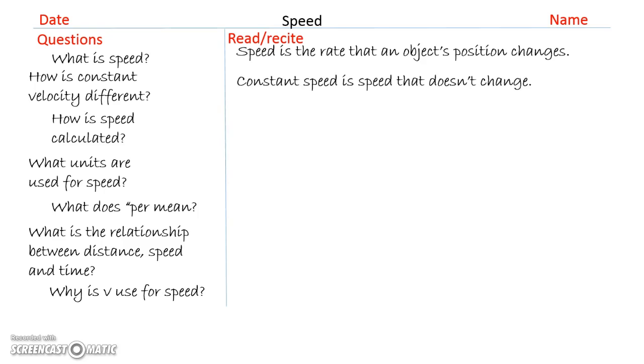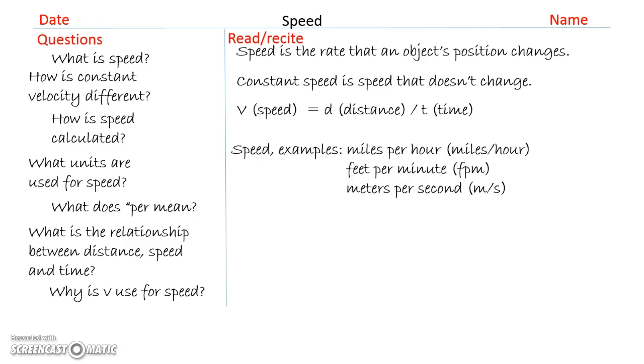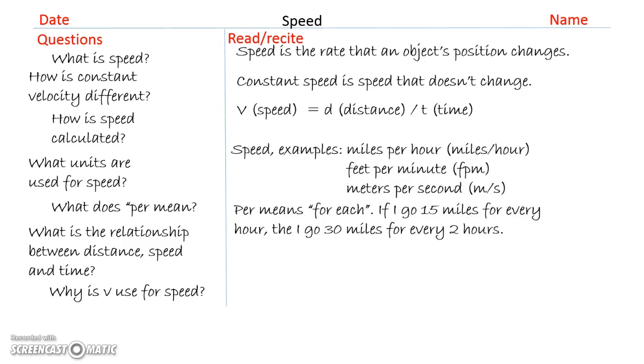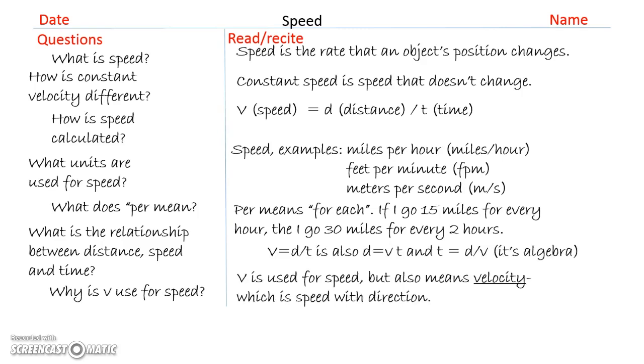I answered these other questions. How is constant velocity different from just speed? Constant speed is speed that doesn't change. And we can see the other responses I had. I've recited these in my own words and written down what these things mean. I haven't just copied it out of the text.